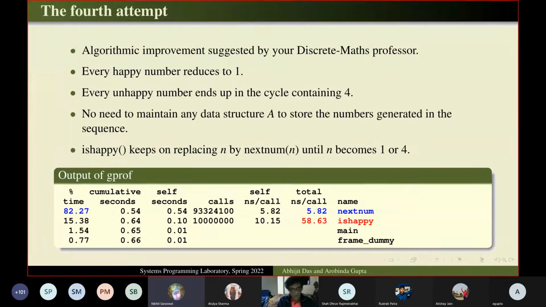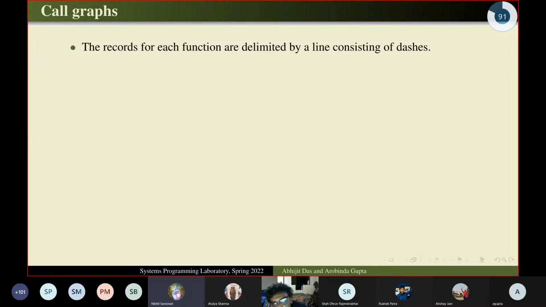Okay, so what remains is an explanation of the call profile. So what was the flat profile? Now we will see the call profile and a couple of uses of this call profile. A record for each function is delimited by a line consisting of dashes. The call profile you have not yet seen.